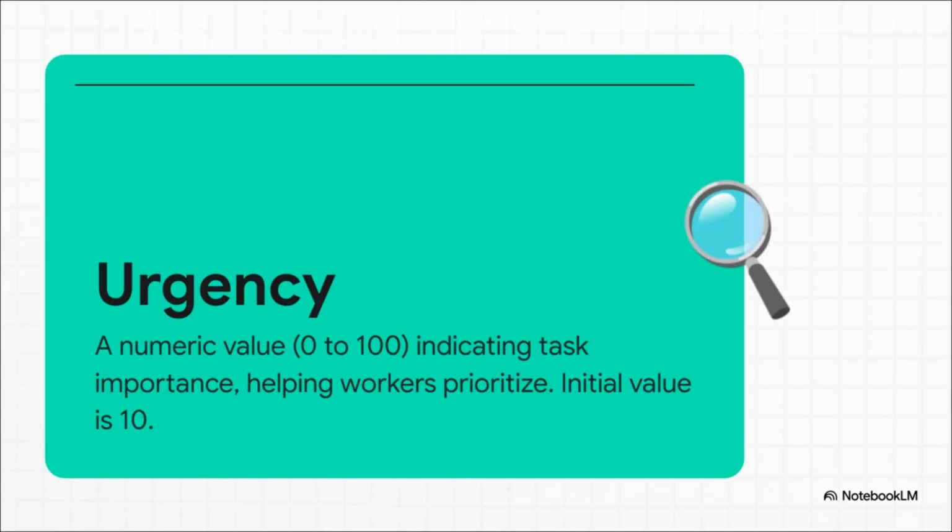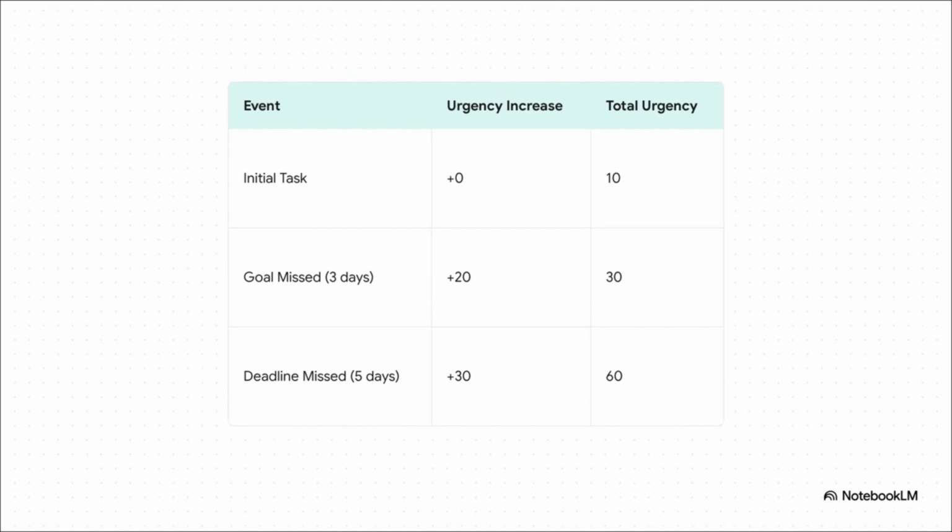So how do your users actually see this happening? Well, Launchpad uses a simple concept called urgency. Every task that gets created starts with a base urgency of 10. But as these time-based rules get broken, that number climbs, making it super obvious what needs attention right now on someone's to-do list. And here's where it all just clicks.